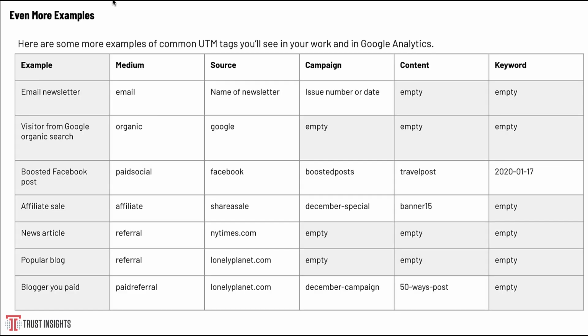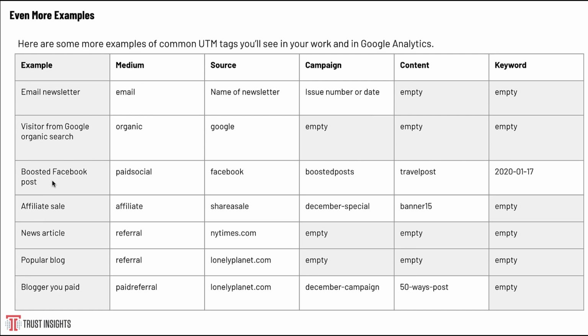In an email newsletter, I might have the medium be email, and then the source be the name of the newsletter. And maybe the campaign, the issue number or the date. So I could see the newsletter overall and then drill down into individual issues to see, hey, this issue did really well. Google gives some automatically, like organic in Google. That would be an example of just a source and medium with nothing else assigned to it.